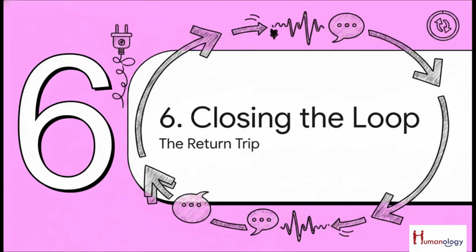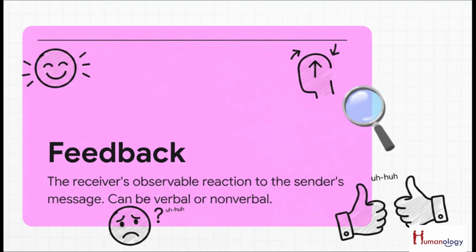We've almost made it all the way around the circuit. But see, communication isn't just about making a delivery, it's an exchange. To make it a real conversation, the message has to make a return trip. This is where we finally close the loop. The first part of that return trip is feedback. This can be super subtle. A simple nod, a quick smile, maybe a confused look, or even just an uh-huh. This feedback is the instant signal that tells the original sender, hey, did my message land? And how did it land?